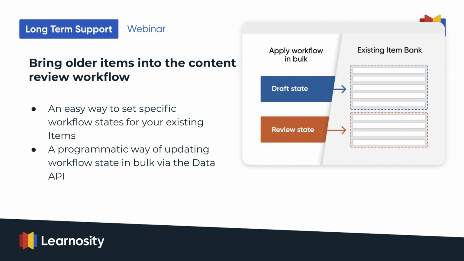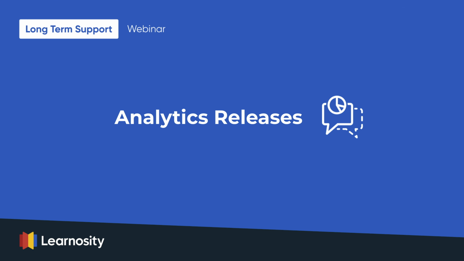Finally, for authoring, we released a little while ago some publishing workflow rules. We have out-of-the-box publishing workflow that you can send your content through: draft, review, ready for approval, those sorts of things. If those don't suit your needs, you can set your own custom workflow states. But what happens to existing items you already have in your item bank? We now have a programmatic way of updating the workflow state in bulk via the Data API.